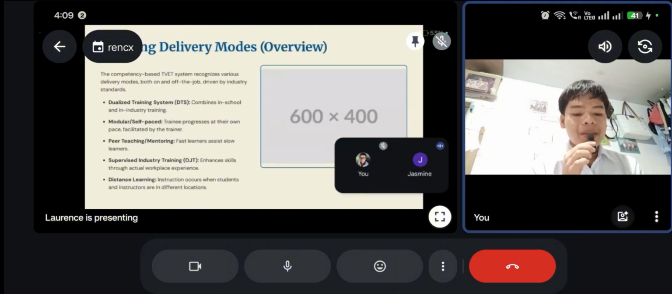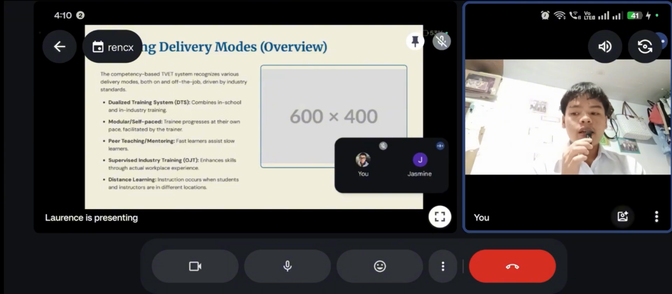Training delivery modes overview. The competency-based TVET system recognizes various delivery modes, both on and off the job, driven by industry standards. Number 1, dualized training system or DTS combines in-school and in-industry training. Students learn both in school and in a real company. Example, a student spends 3 days in school learning the lessons in class and 2 days in a company practicing real job skills. This way, they learn the theory in school and apply it immediately at work.